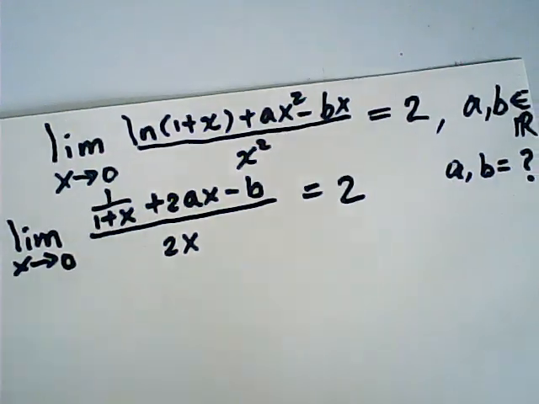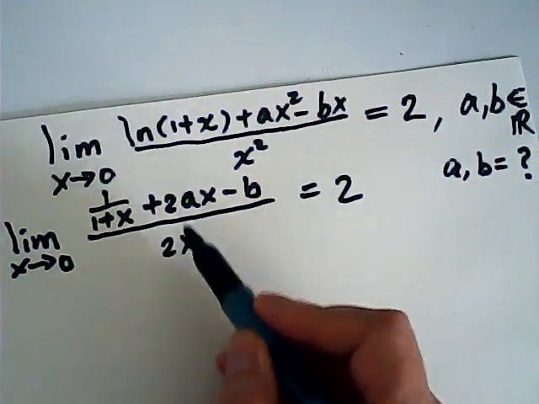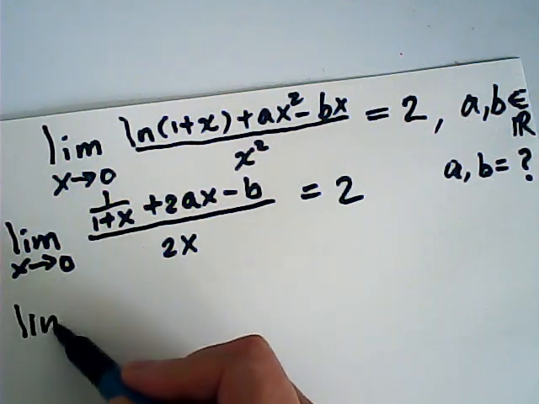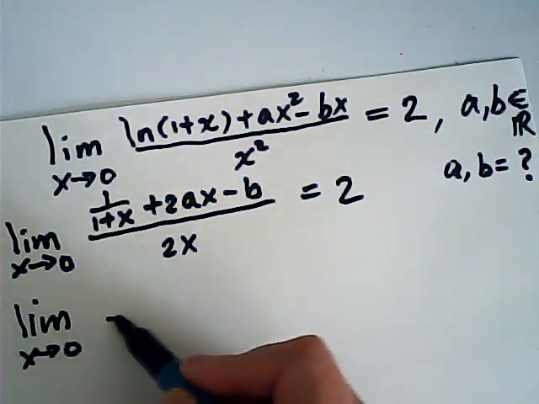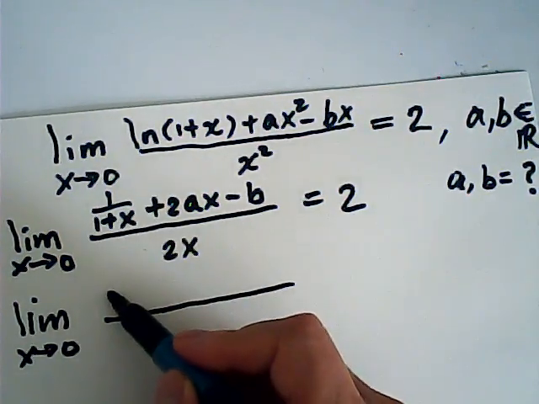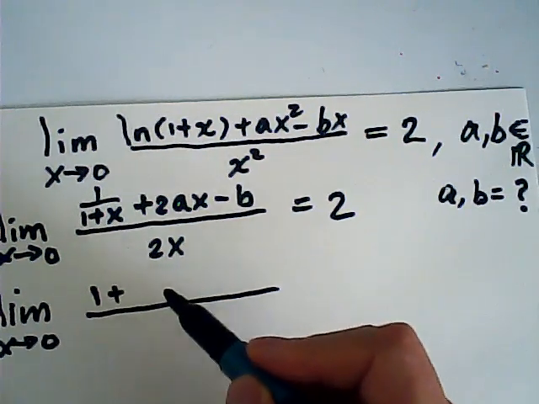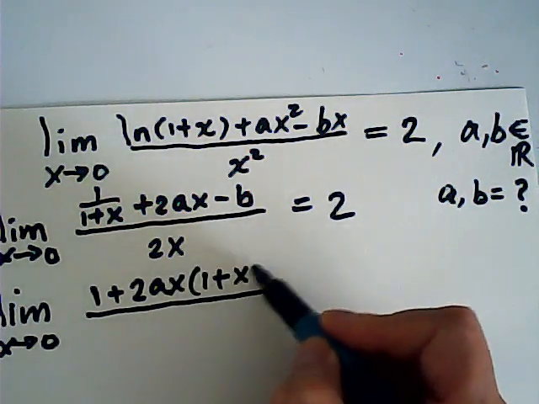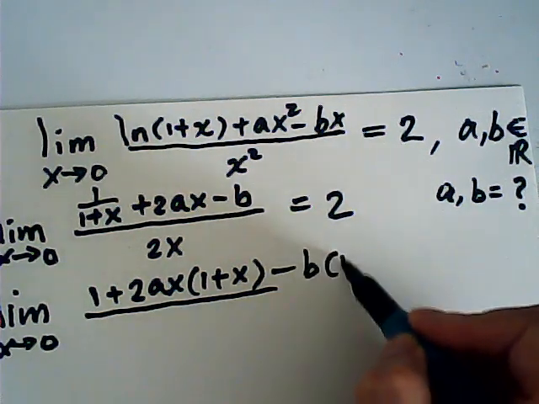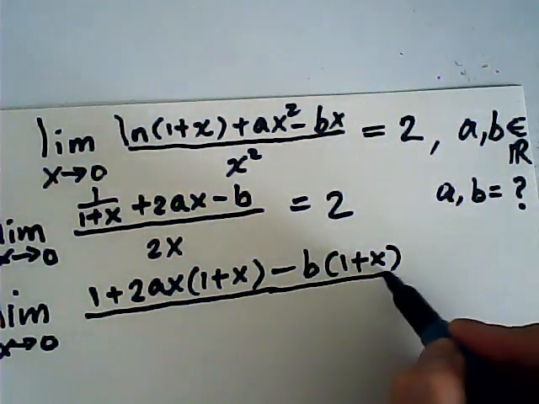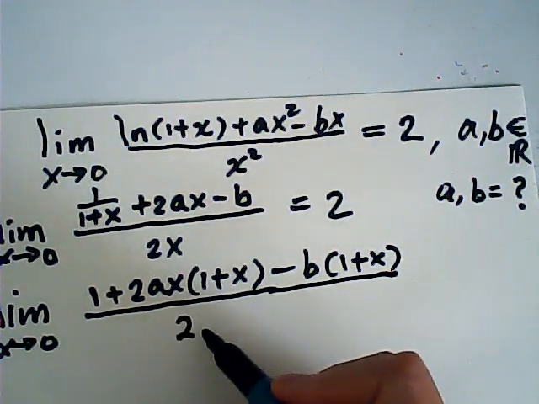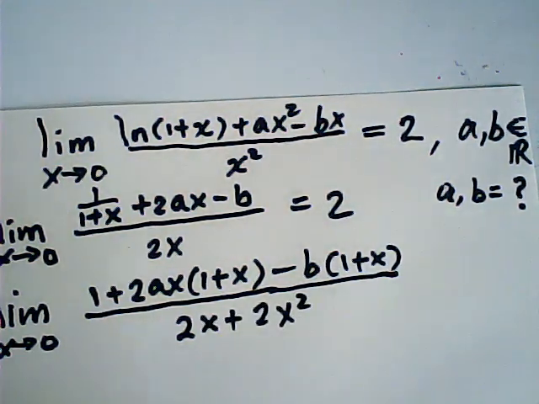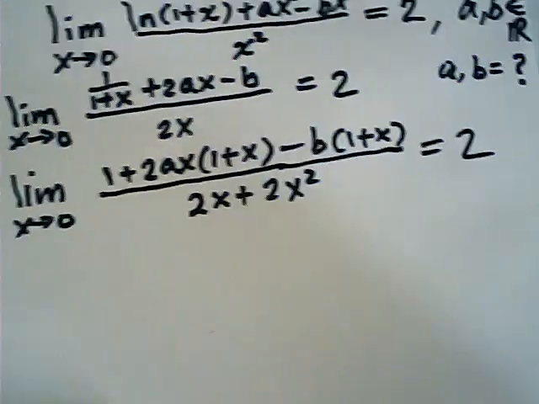Now, then we simplify by multiplying by 1 plus x, both top and bottom. This means the limit as x goes to 0 of 1, plus 2ax times 1 plus x, minus b times 1 plus x, and this will be 2x plus 2x squared, isn't it? Is equal to 2.